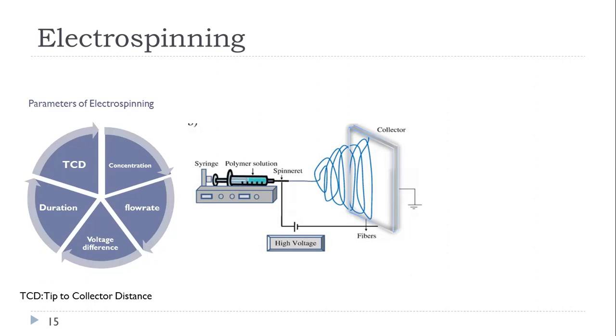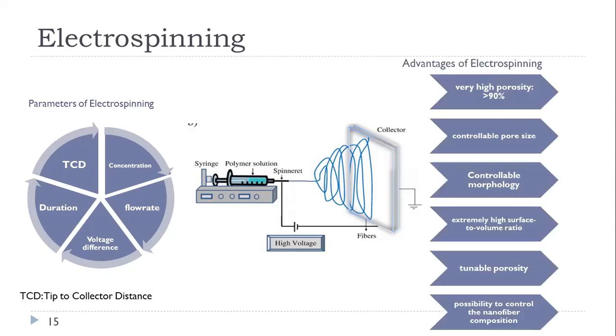Mainly what affects electrospinning, what affects the fiber production is TCD, which is tip to collector distance, the concentration of the polymeric solution, flow rate, on how much you are pushing the polymer out, the voltage difference or the high voltage power supply, and the duration that will affect the thickness of the membrane.